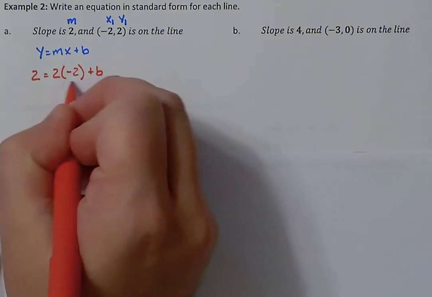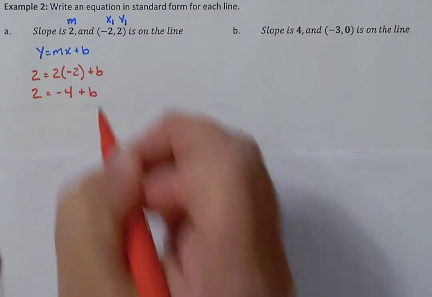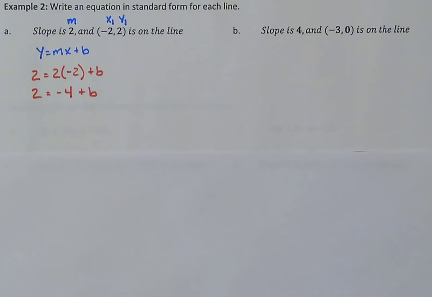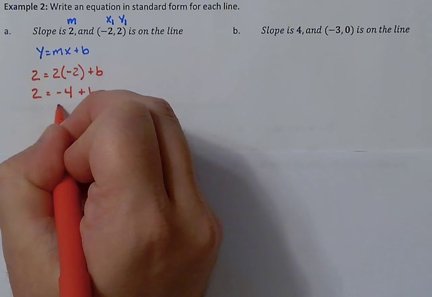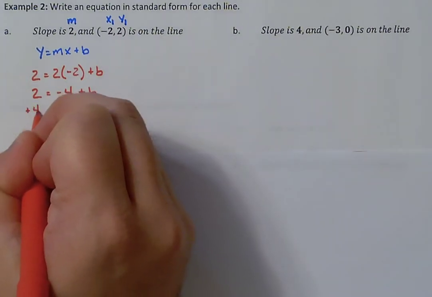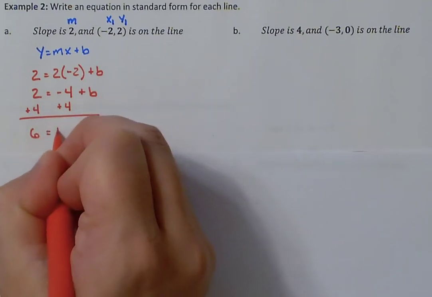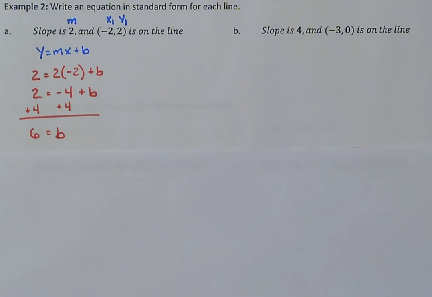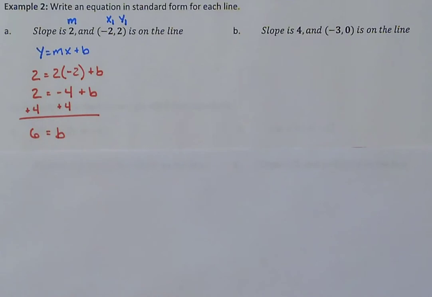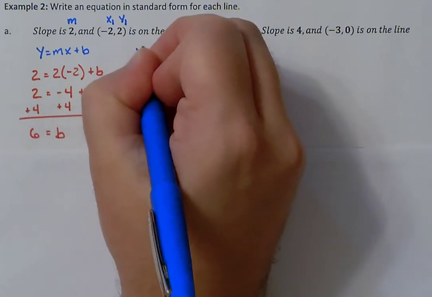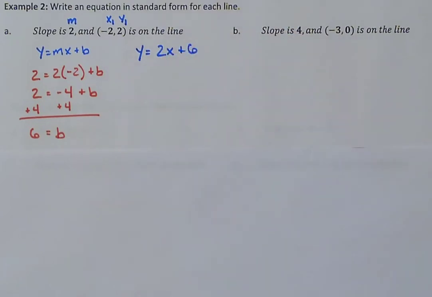First step is we're going to multiply these. So 2 times -2 is going to give me a -4. So I get 1 equals -4 plus b. Then to solve for b, we're going to add this 4 over to the left. So we add 4 to the left side. We get 1 plus 4 is 5. So I get 5 equals b. I now have my m, I now have my b for my equation. So we're going to plug that in. In slope-intercept form, it would be y equals 2x plus 5.